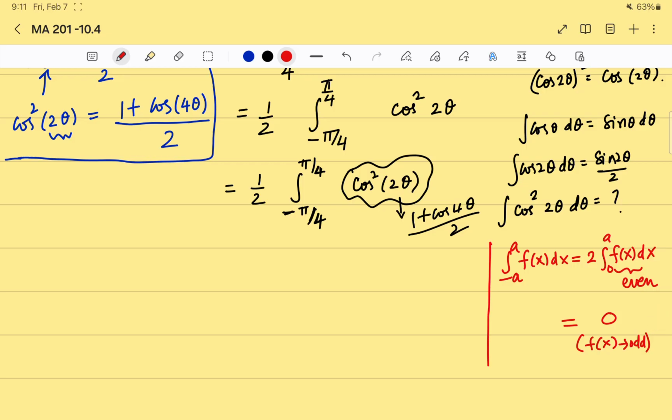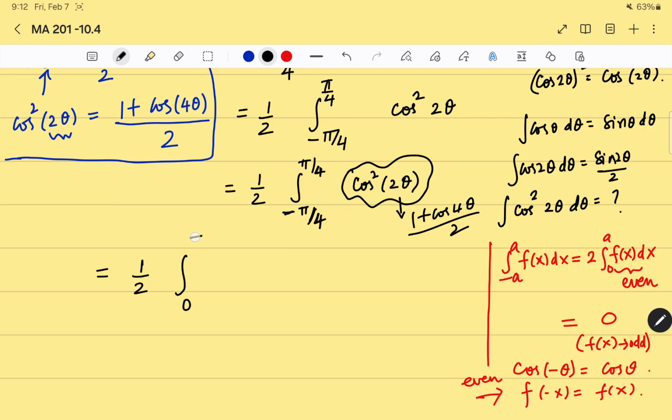Since cosine is an even function, because if I substitute cosine of minus theta, it becomes cosine theta. So f of minus x is equal to f of x, and then the function is even. So what I am going to do is write this as 1 by 2 integral 0 to pi by 4, and I put 2 inside, 2 times, or let me put it outside, no problem, 2 times 0 to pi by 4. This becomes 0 instead of minus pi by 4.